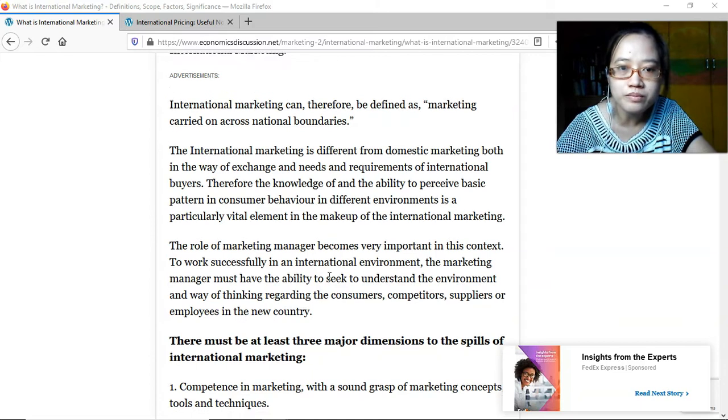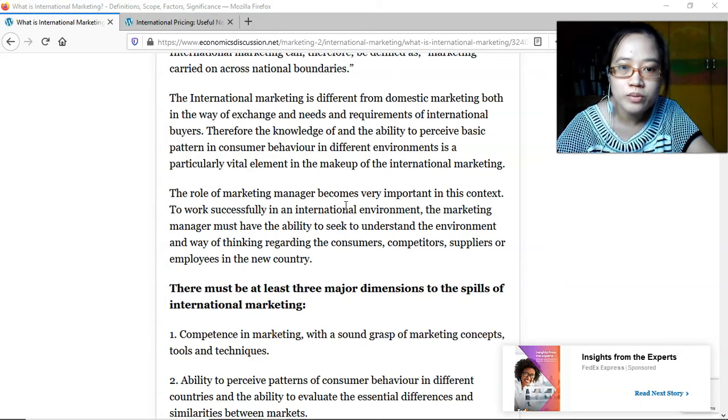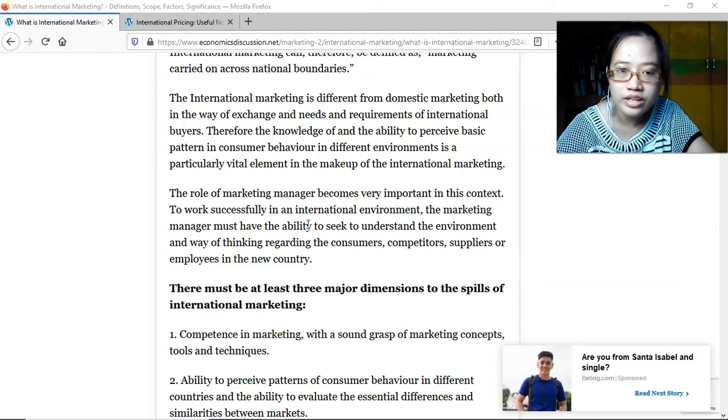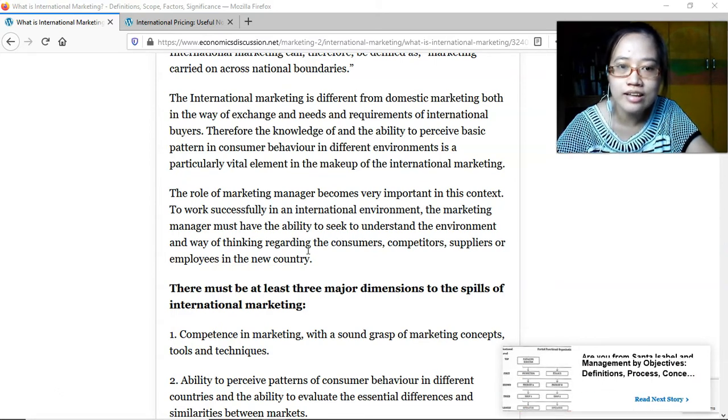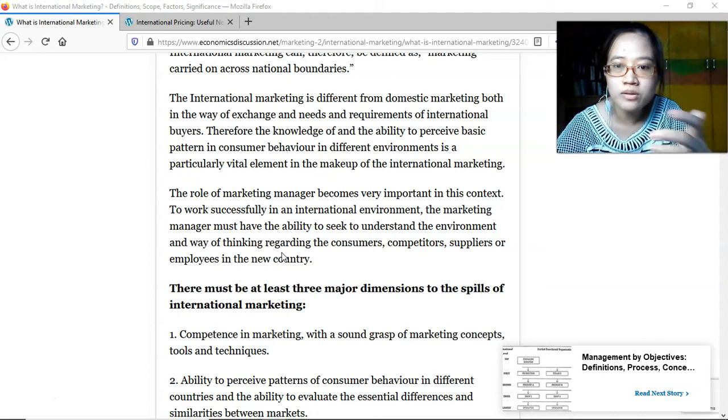Okay? The role of marketing manager becomes very important in this context. To work successfully in an international environment, the marketing manager must have the ability to seek to understand the environment and way of thinking regarding the consumers, competitors, suppliers, or employees in the new country.